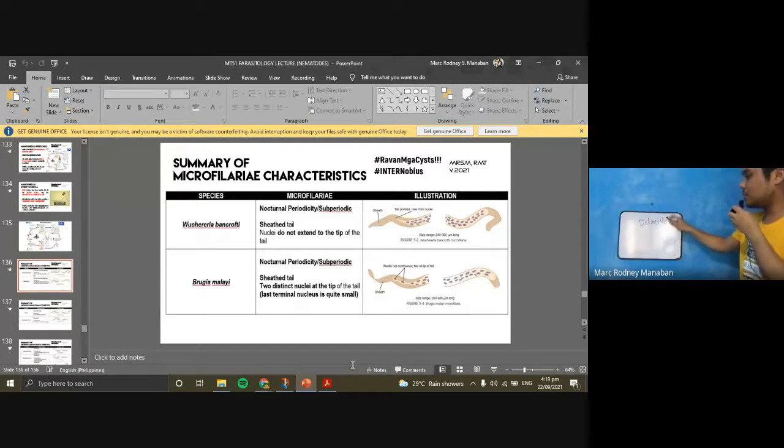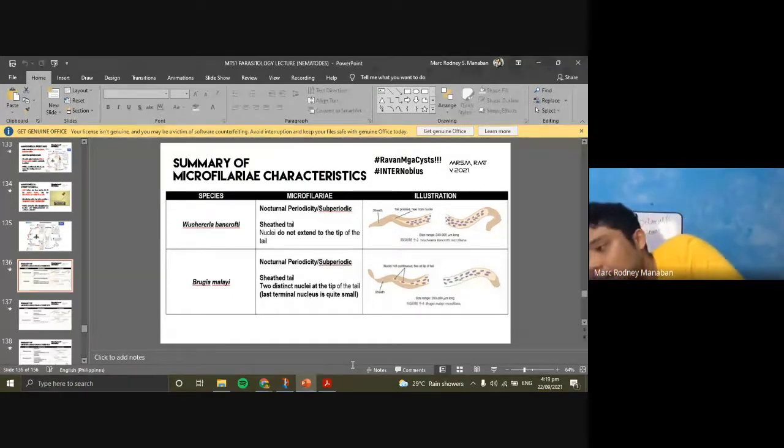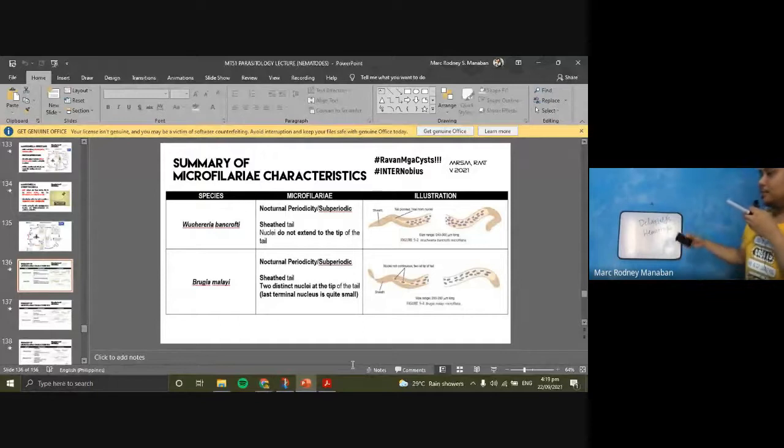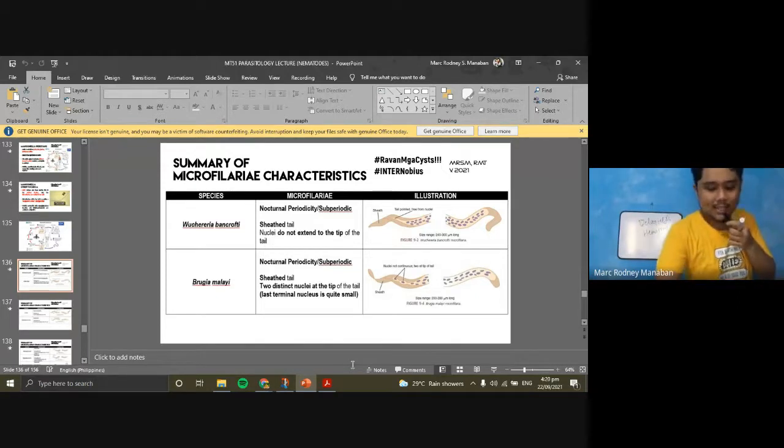Please take note, be very specific. Delafield's hematoxylin. Alright, so this is a type of hematoxylin stain. Be specific because there are a lot of other hematoxylins, like iron hematoxylin, and other hematoxylin stains. But Delafield's hematoxylin, again, is specifically to stain the sheath of microfilariae. Alright, okay.